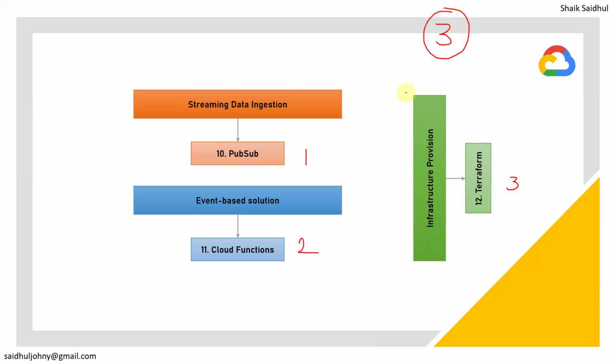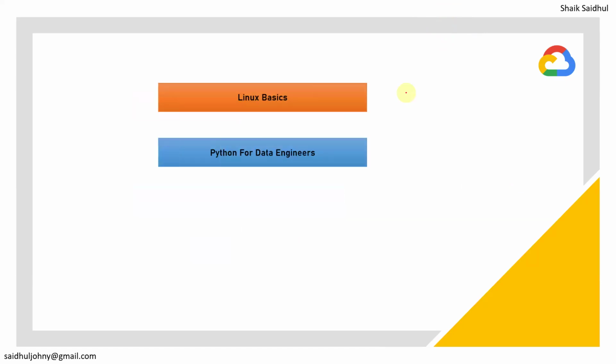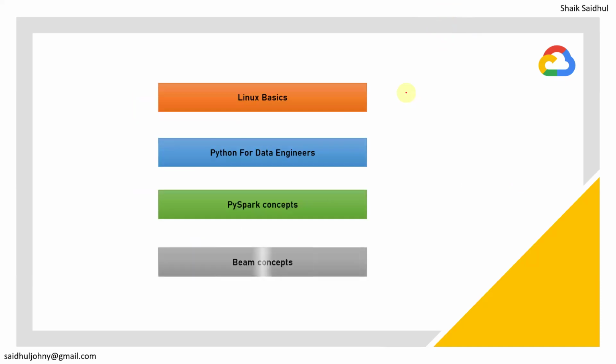And so these are the 4 plus 5 plus 3, 12 services, 12 data engineering services that we are covering. Additionally, we are also covering the Linux basics, Python for data engineers, PySpark, as well as Apache Beam. So these programming concepts also we are covering, guys.